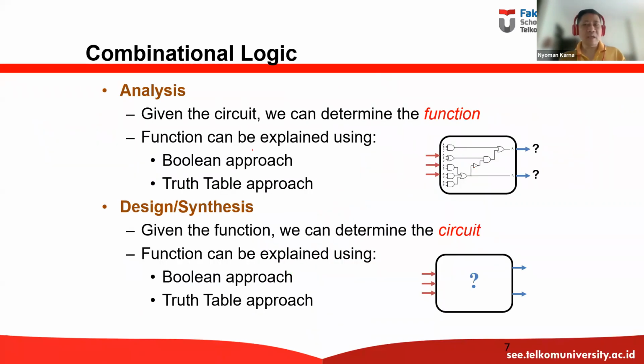Now, in combinational logic, we have 2 approaches. The first one is analysis. Given the circuit, we can determine the function. So we are given a circuit, and then we are asked, what is the function of this circuit? This is what we call analysis. And we can do it with the Boolean approach and also the truth table approach.